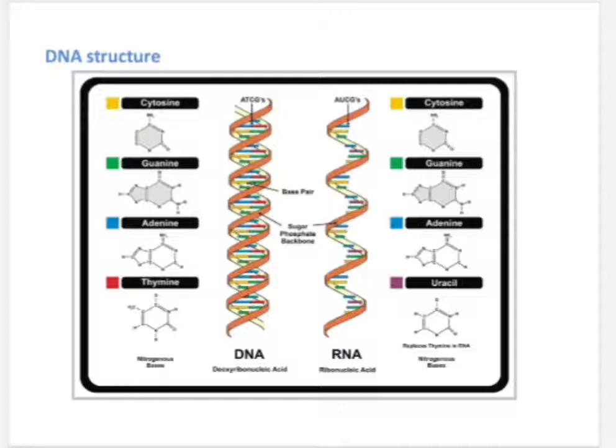DNA is made up of molecules called nucleotides. Each nucleotide contains a phosphate group, a sugar group and a nitrogen base. The four types of nitrogen bases are adenine, thymine, guanine and cytosine. The order of these bases is what determines DNA's instructions, or genetic code.